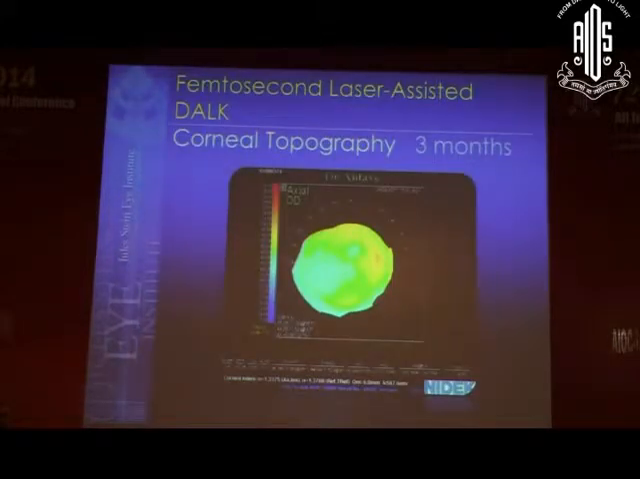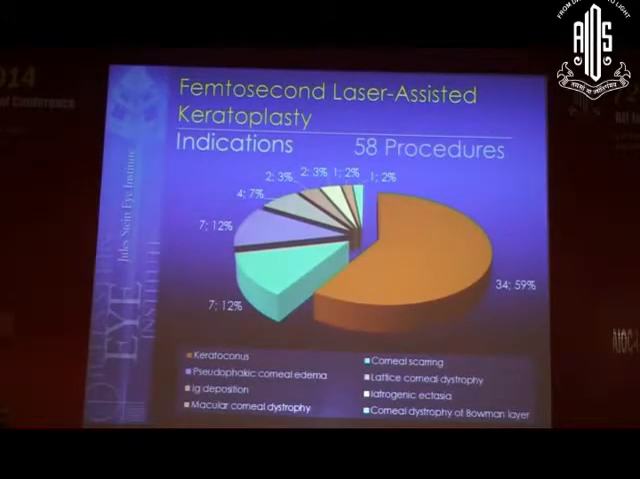The same patient topography, here looking at 3 months. Not all of them have less than a diopter, but of course I'll show you the one that does have less than a diopter of astigmatism. So to date, 58 procedures. Most of the patients I'm performing femtosecond keratoplasty for are keratoconics. It's the minority of my grafts that I'm able to use a femtosecond for, because many of them, of course, these days are endothelial keratoplasty, and I do a lot of keratoprostheses.